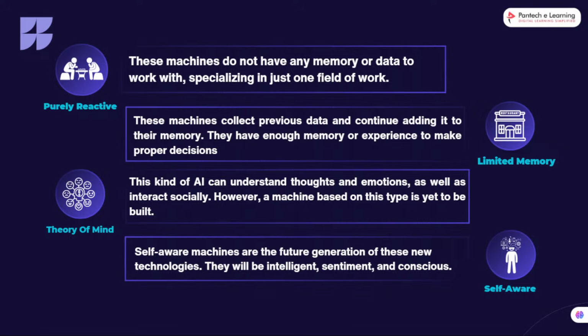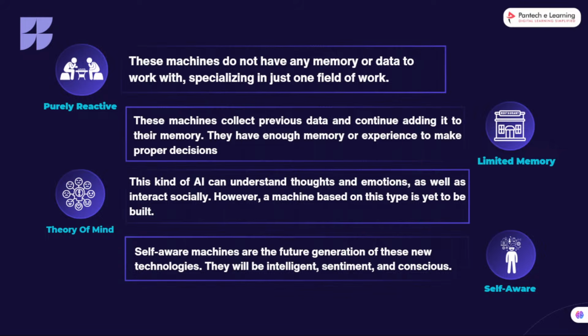First preference they give to the particular restaurant. Then any new offers or new dishes they launch, the application gives us suggestions. These machines collect the previous data and continue adding it to their memory. They have enough memory and experience to make proper decisions. That is limited memory.